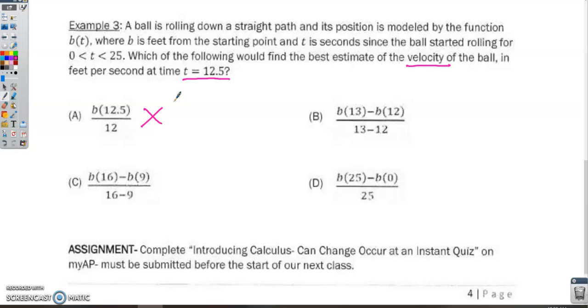The other 3 values here are all slope values, and so they will all be estimates of the velocity of the ball. But the best estimate is going to be based on the shortest time interval that contains the value we're trying to find. Since we're trying to find it at 12.5, here we've got the interval from 12 to 13. Here we've got the interval from 9 to 16. Here we've got the interval from 0 to 25. The shortest of those intervals that contains the time 12.5 is answer choice B. And so that's going to be our answer that we'll choose for example 3.